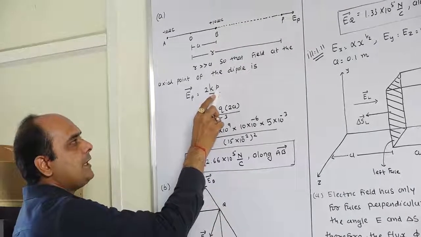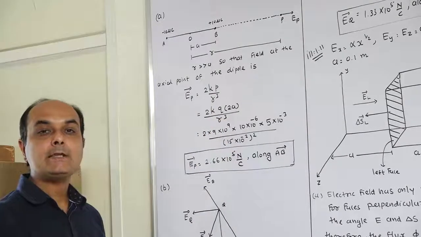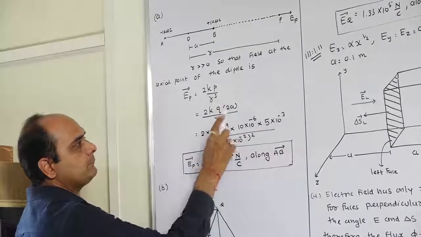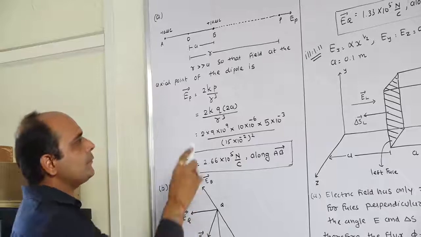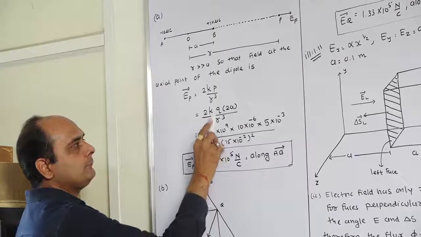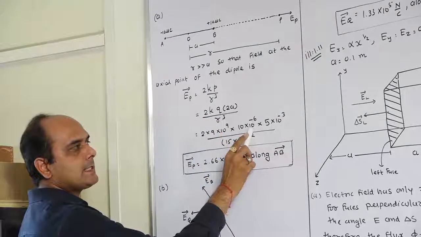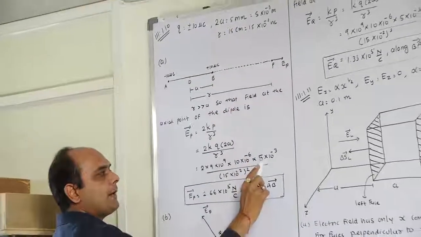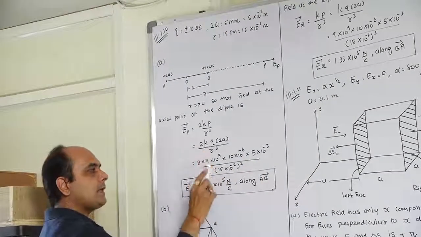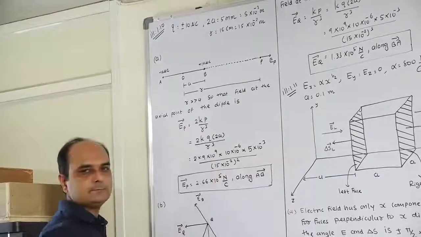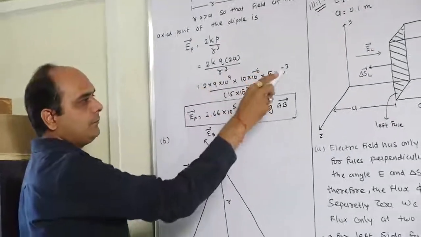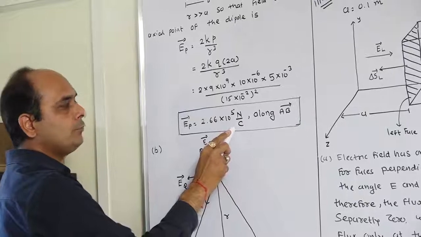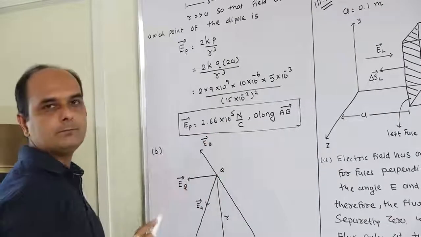Now p can be replaced by q into 2a, because this is the equation of electric dipole moment, p is equal to q into 2a. Now substitute the values. The value of k is 9 into 10 raised to 9. The charge on the dipole q is 10 into 10 raised to minus 6, because it is microcoulomb. The distance 2a is 5 millimeter, therefore 5 into 10 raised to minus 3. And the distance r is 15 centimeter, 15 into 10 raised to minus 2, whole cube. By calculating, your answer will come 2.66 into 10 raised to 5 Newton per coulomb.